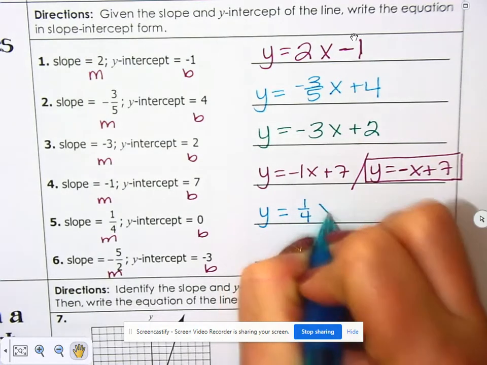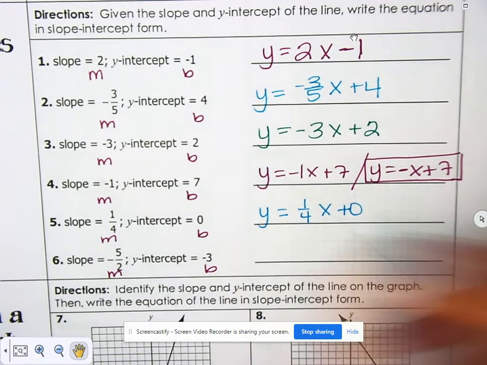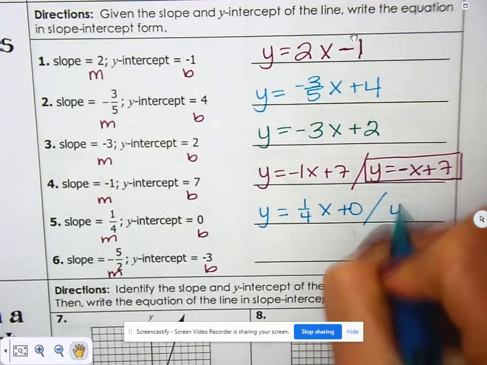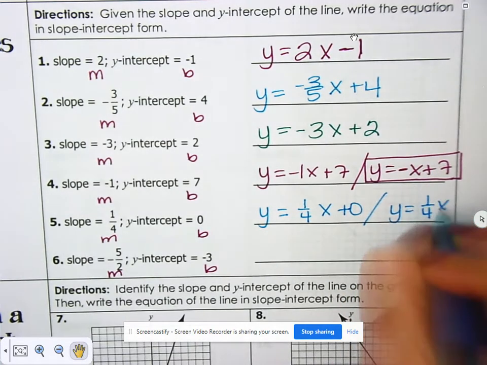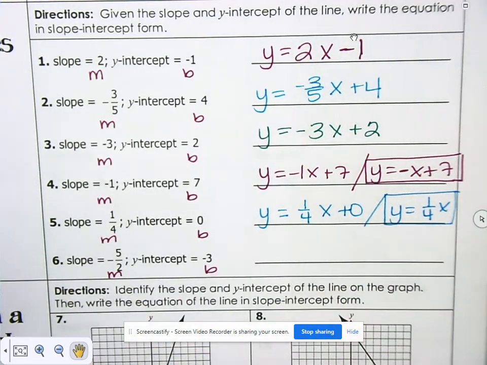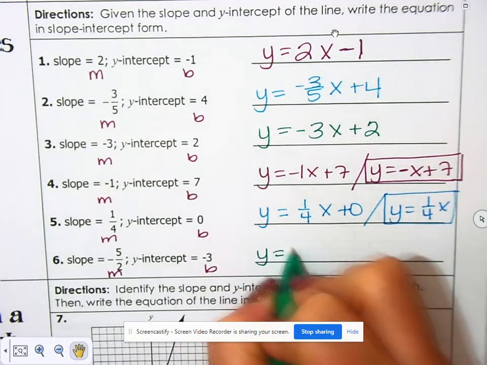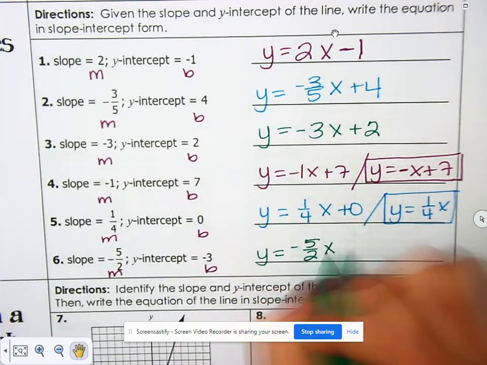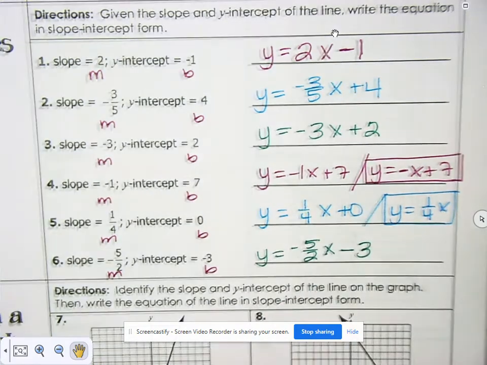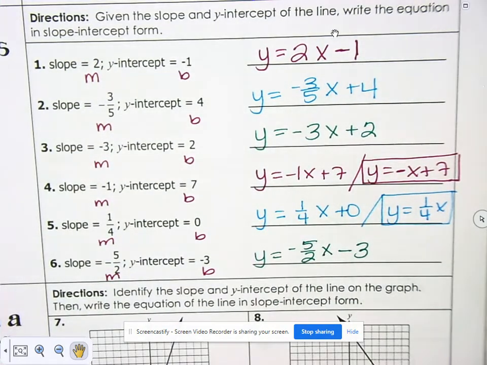All right, number 5 would be y equals 1/4 x. Again, plus 0 is what it says, but that won't be there on the EOC. It would just be y equals 1/4 x. And then the last one would be y equals -5/2x minus 3.